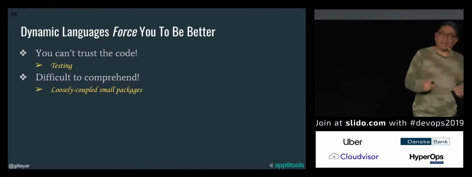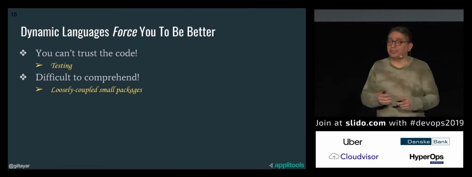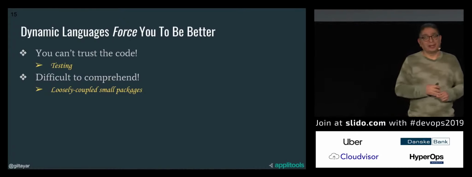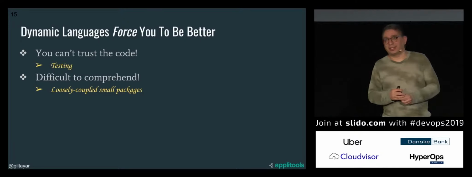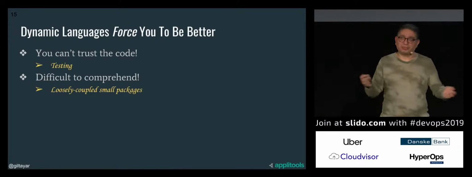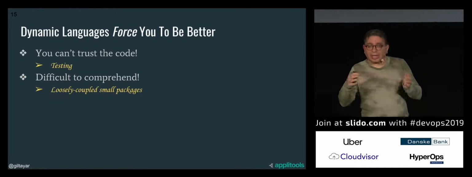And dynamic language is just like the non-bumpers. They force you, because they're scary, they force you to be better. It's a psychological argument against static typing. I love static typing, by the way, but it's a psychological argument, but that's fine. We're humans, most of us. And you can't trust the code.